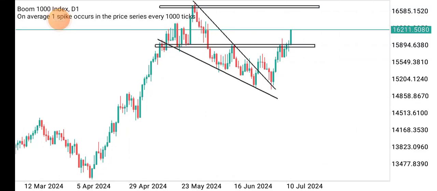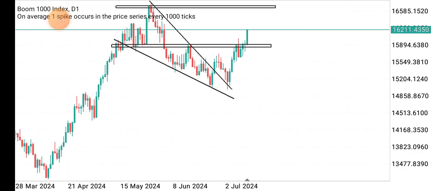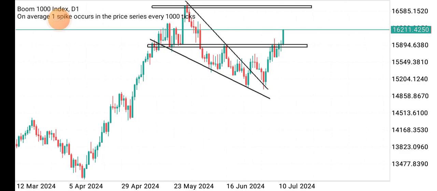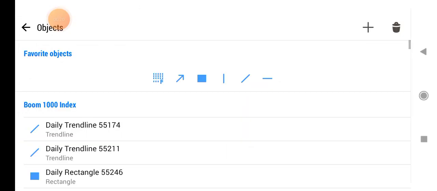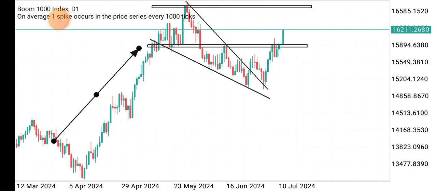In this video I want to quickly look at some charts and analyze them, and let's do it together. Although I've already done something on this particular pair, this Boom 1000 index, you can see this on the daily time frame. We already have this setup that played out nicely.